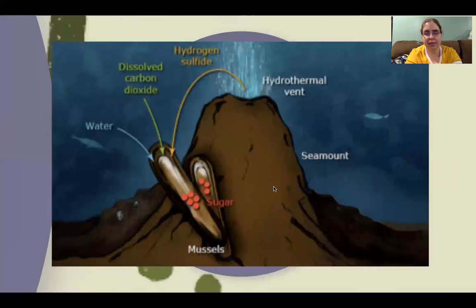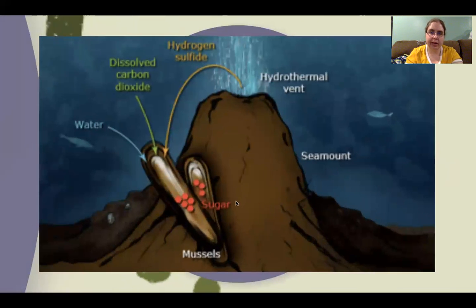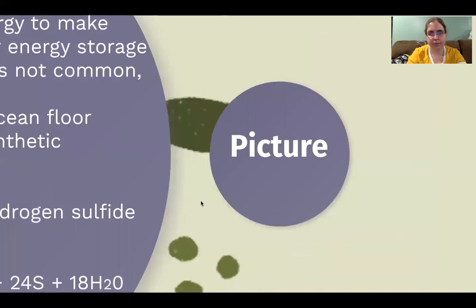Here's a picture of that. So here we have our hydrothermal vent, and here we are showing some mussels that are creating their own glucose. Hydrogen sulfide actually comes out through the vent. Carbon dioxide is dissolved in the water. They take in the water, which gives them the carbon dioxide and also brings in the hydrogen sulfide. They're able to make their glucose.